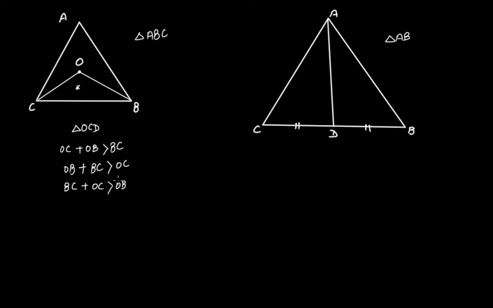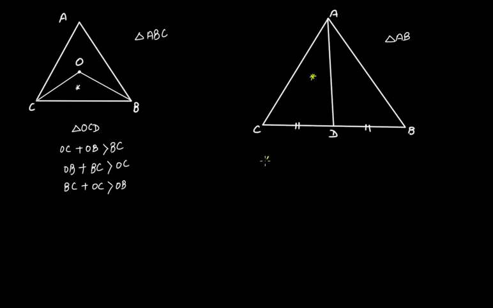So it doesn't matter what kind of triangle it is, this property that the sum of the lengths of two sides will be greater than the third side will always hold true. Even in this case, triangle ABC is a larger triangle, so of course the sum of the lengths of two sides will be greater than the third side, that is AB plus BC will be greater than AC, AC plus AB will be greater than BC, and then BC plus CA will be greater than AB. Same thing will hold true for this one.